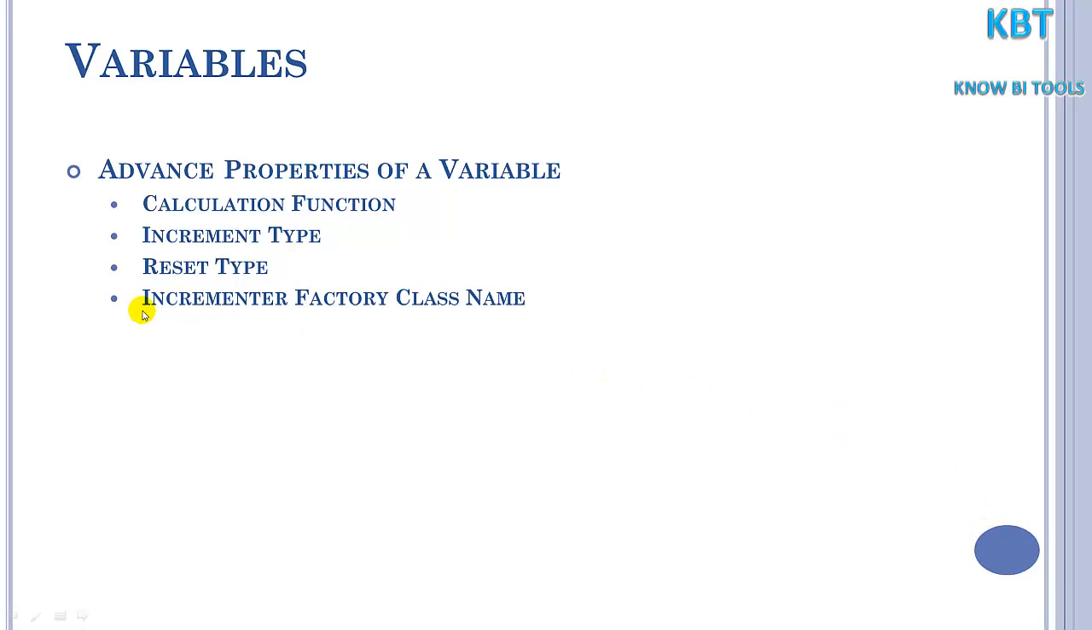Incrementer factory class name. The calculation functions are useful but are also generic and limited to numeric types. You may have a case when something more specific is needed. Suppose you have a field of type string and you want to concatenate the values read. You can do this by defining a new incrementer.